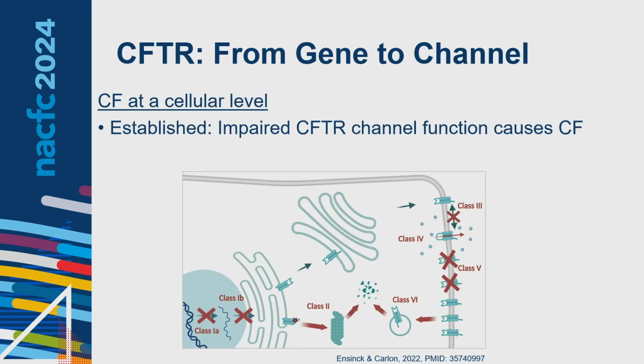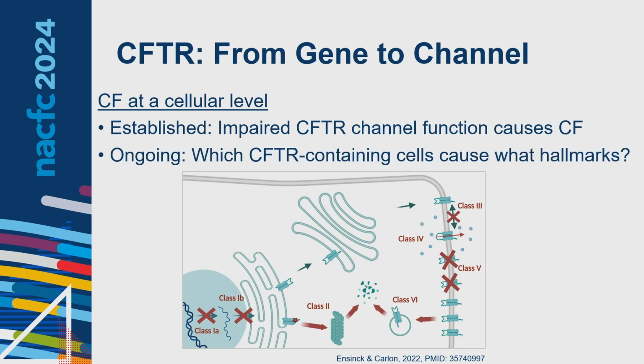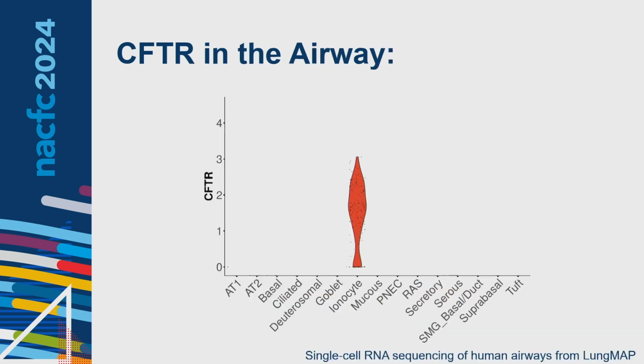We've understood that impaired CFTR channel function causes CF, and we know a lot about this at the single cell level, and we know that specific CFTR mutations cause specific defects in CFTR. And this is even recapitulated when these mutations are introduced in heterologous systems. The level that we're going to talk about today is how does this CFTR dysfunction cause certain hallmarks of CF airway disease? And so I'm sure we're all familiar that the ionocyte has an abundance of CFTR in it.